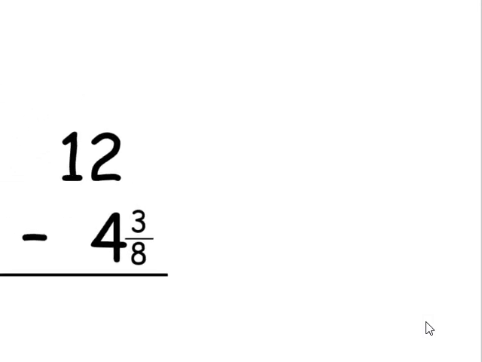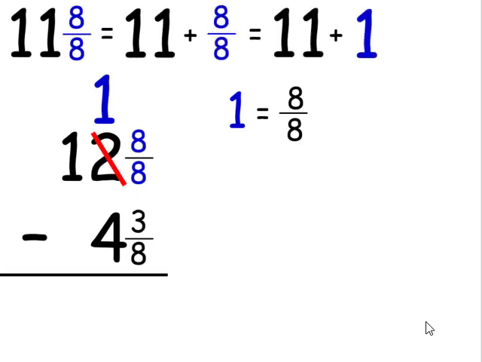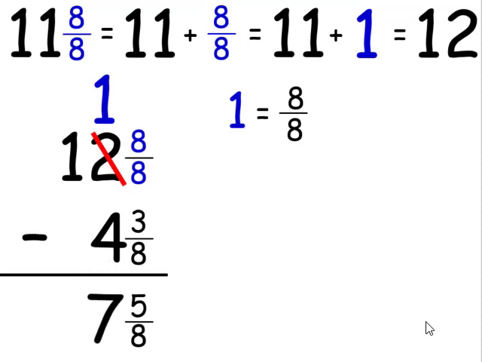When we see a problem like 12 minus 4 and 3/8, we're going to borrow from the whole. This will make the 12 become 11. And remember, one whole is worth 8/8. 11 and 8/8 is equal to 11 plus 8/8, which is equal to 11 plus 1, which is 12. So we just rewrote 12 as 11 and 8/8. Now we can subtract. 8 minus 3 is 5/8. 11 minus 4 is 7. Our answer is 7 and 5/8.